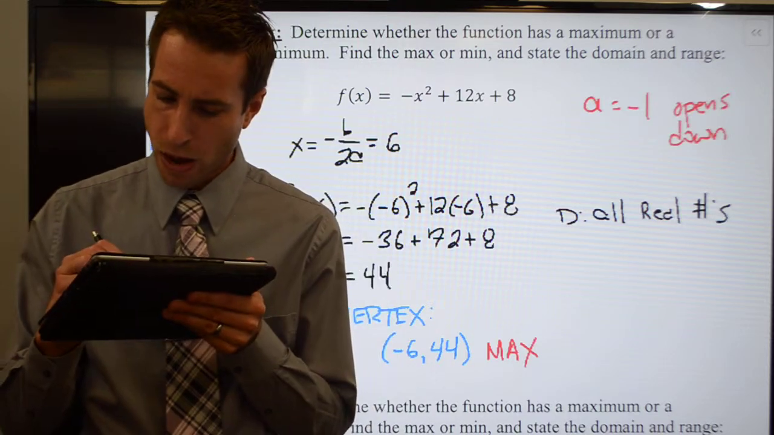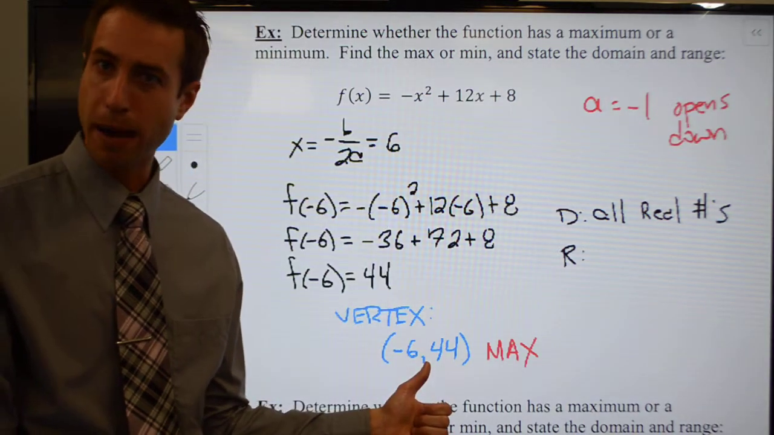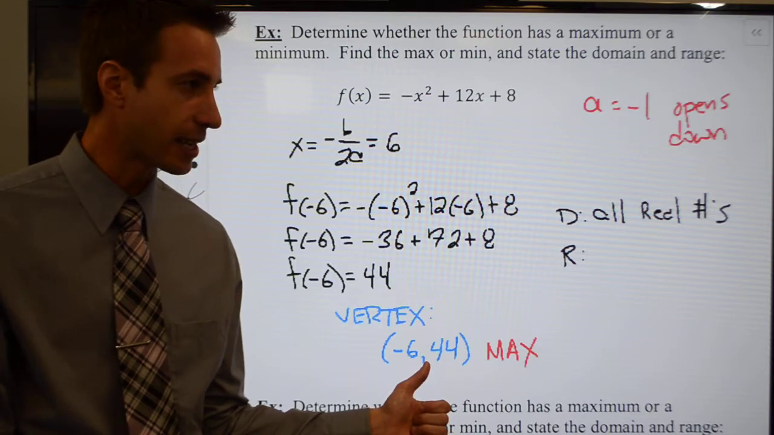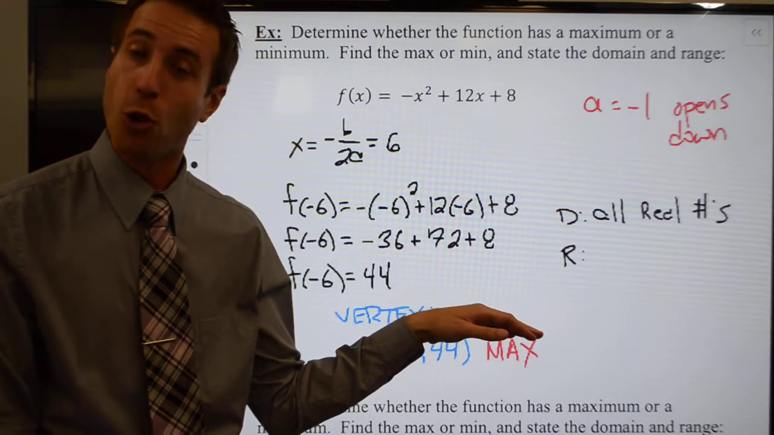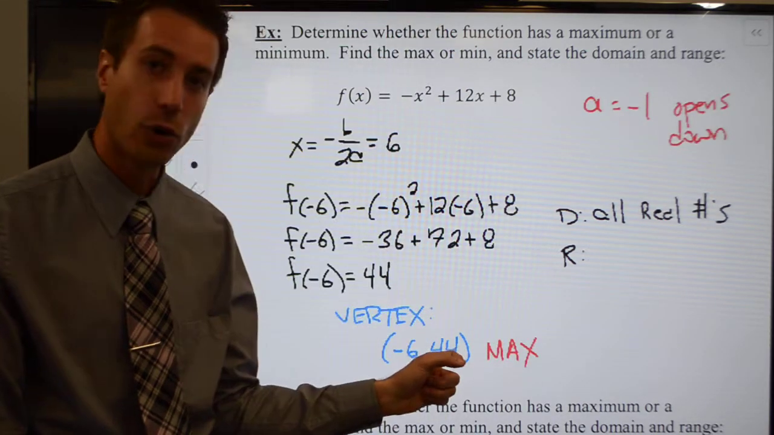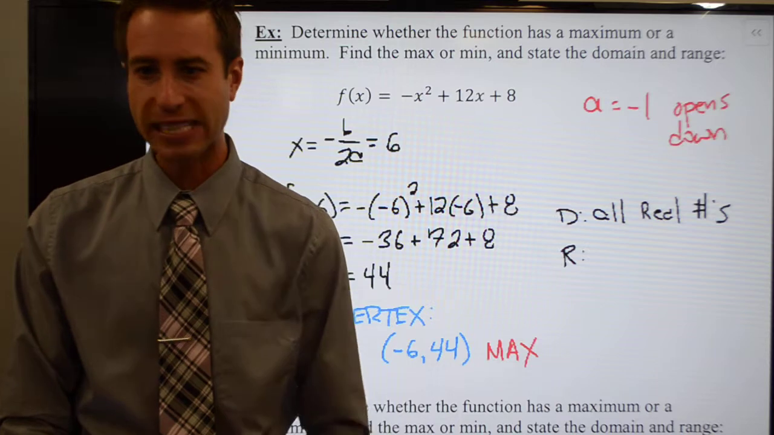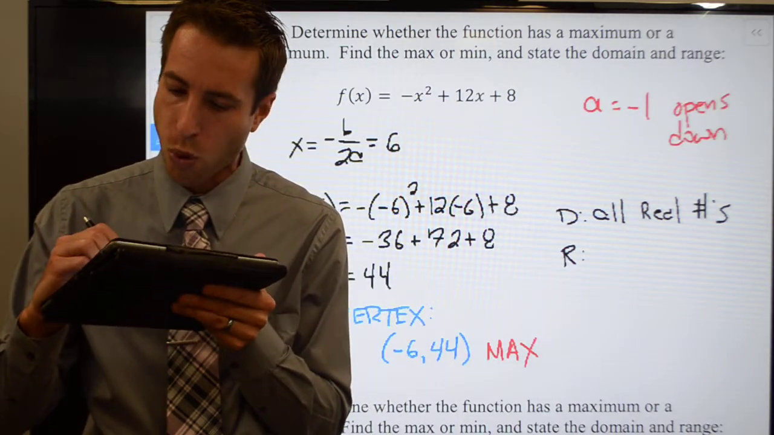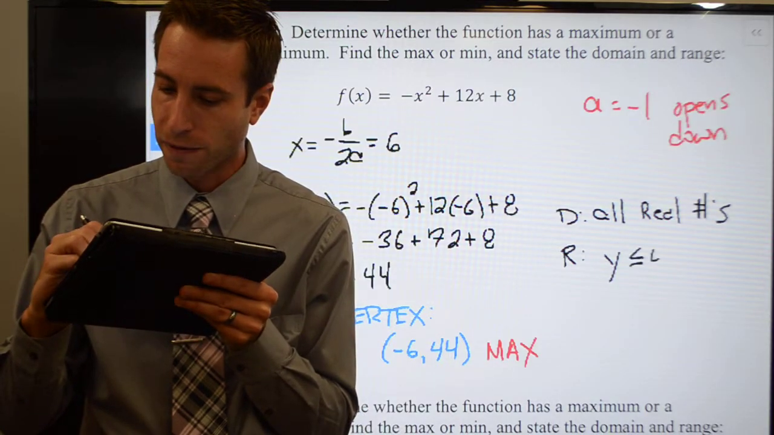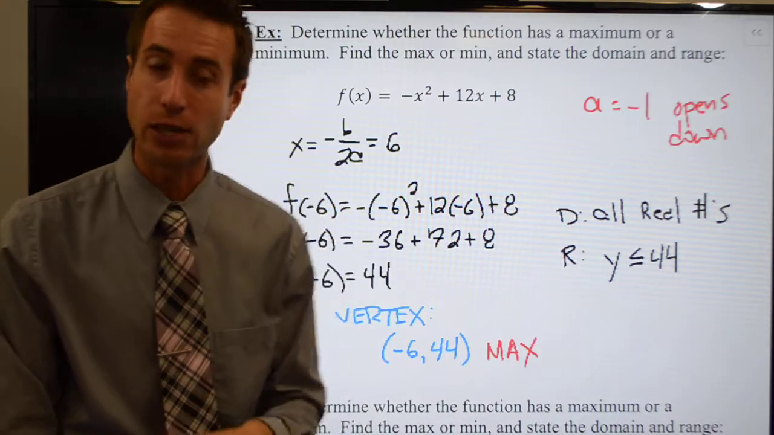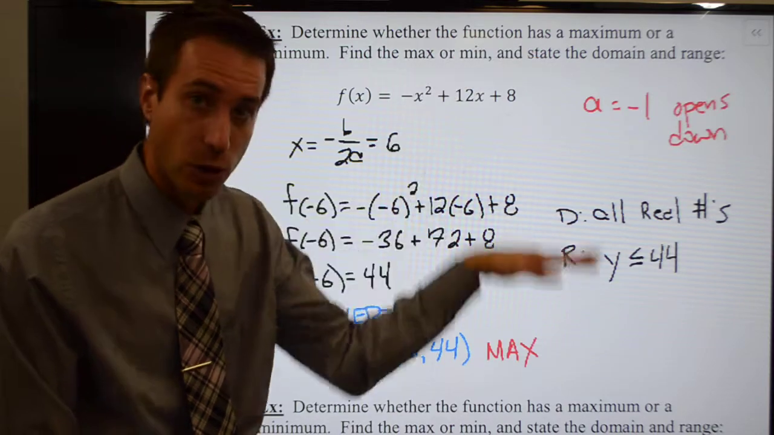But the range, the y values, this one's a little different. Remember, this is the point where my parabola starts, -6, +44, and then it opens down from there, which means anything above 44 is not included. You can write this one of two ways. I don't care which way you do it. You can either do y is all values that are less than or equal to 44. And again, it would be less than or equal because my graph is opening down. So I'm starting at y equals 44, and then my graph goes down from there.